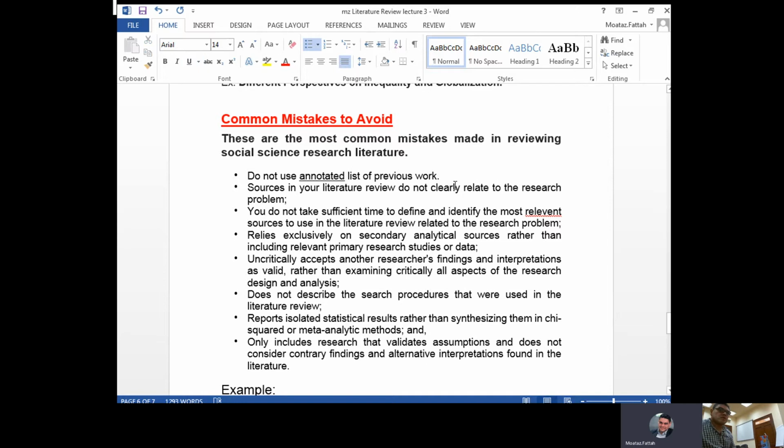Don't use annotated. Another mistake is not clearly relating your sources to your research problem. Underlined. I want this word to be relevant. I need this to be underlined. This is a common mistake, which makes it easy.